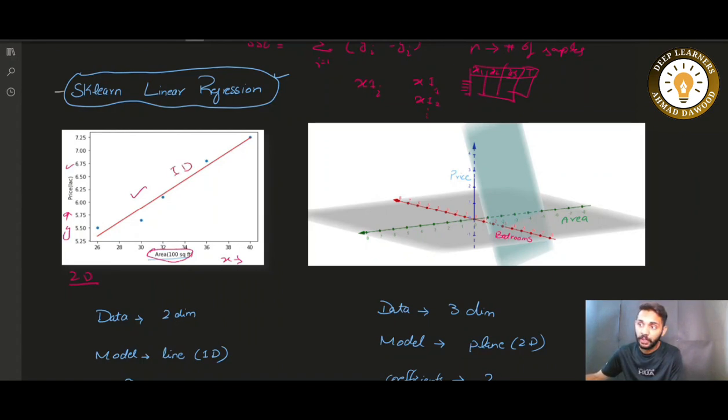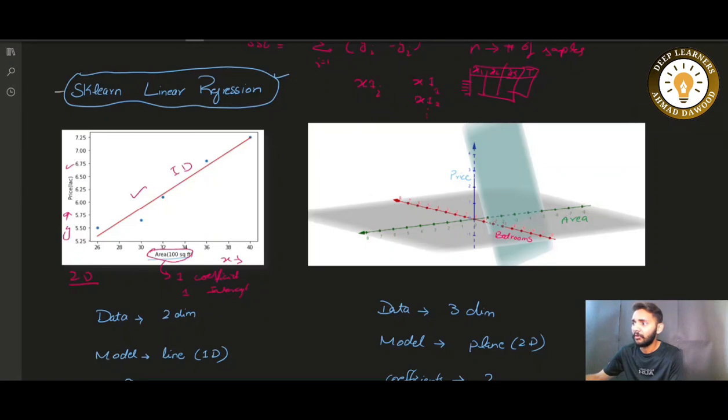If we have one independent variable, then we will have one coefficient and one intercept. In the same way, we will grow our graph.